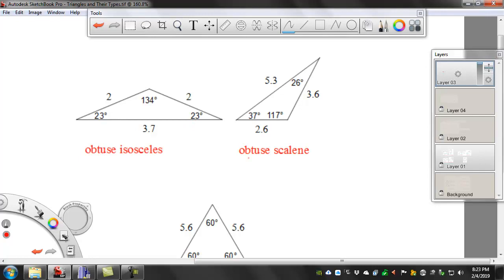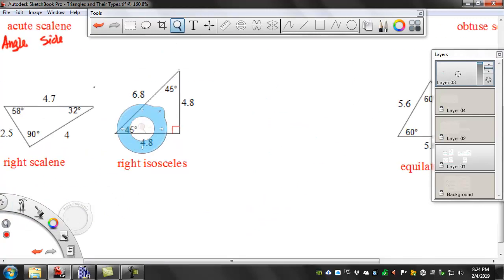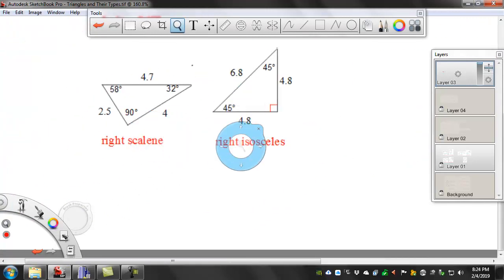Then we can have an obtuse scalene. Remember, the angle comes first, the sides come second. So an angle that's above 90, and then the other two can be anything they want as long as they're not equal. The other would be the right scalene and the right isosceles, and for the same reason, correct?